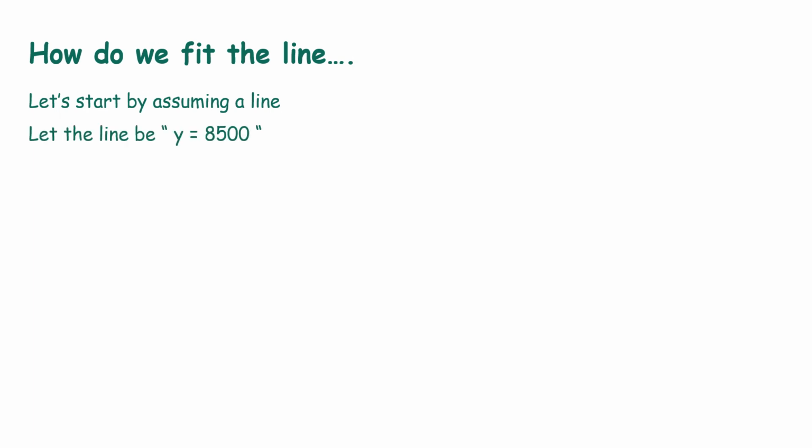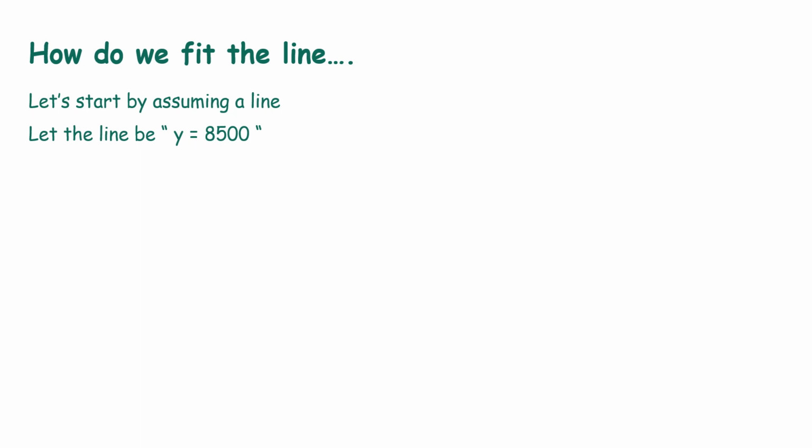So now the question is, how do we fit the line, right? Right now, let's assume an equation of a line, and see if that line equation is actually the best fit for the given data set. Let's assume that my line y, which in this case is the sales value, is always equal to 8,500. Why have we assumed such a line? It is just for simplicity, to understand the concept. So let's assume that y is 8,500.